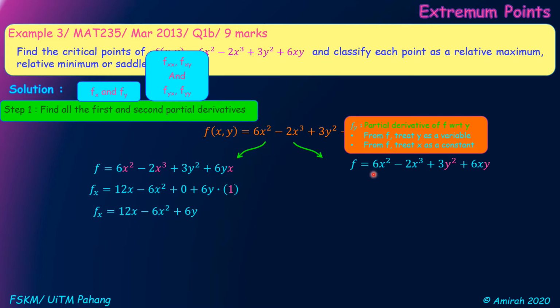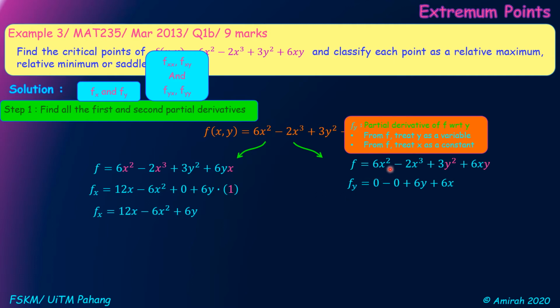After that, we need to find fy. fy means partial derivative of f with respect to y. From f, we treat y as a variable and at the same time, we treat x as a constant. Since we treat y as a variable, to avoid error and make it easy to differentiate, we write y in a different color and put variable y at the back. Then we can find fy.